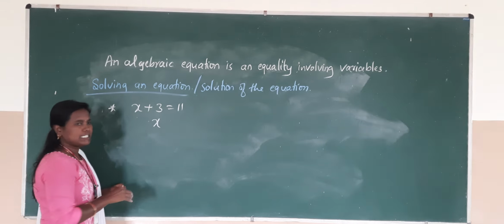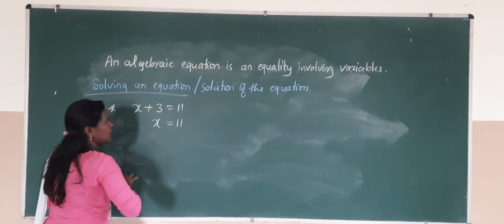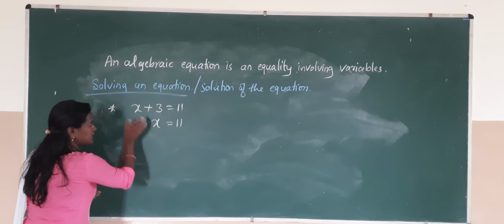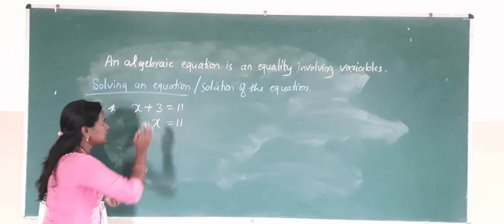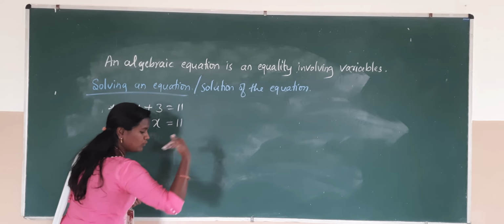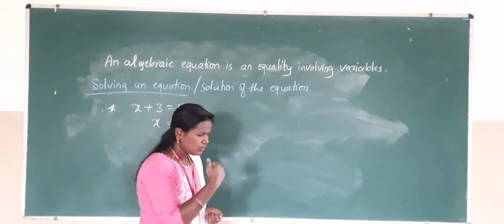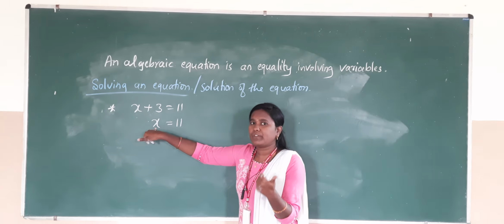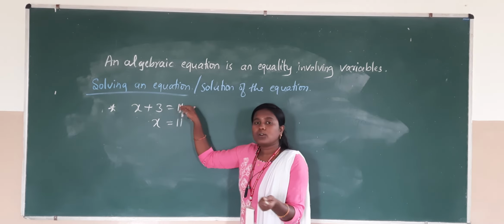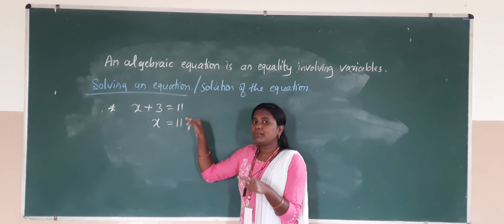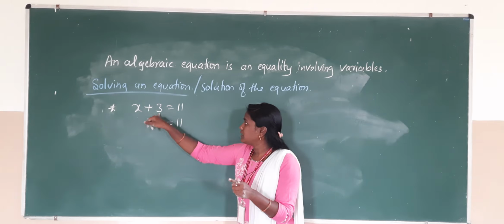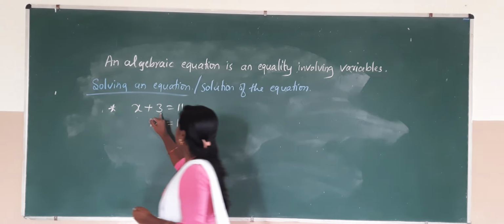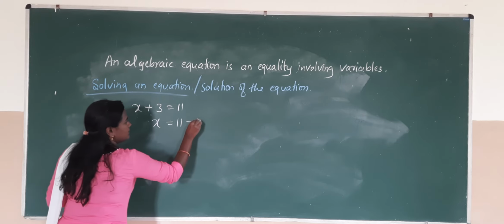Keep x as it is, equal to 11. On the right side 11 is there, on the left side x plus 3 is there. So to find the value of x, keep x in the same place and transpose 3 to the RHS. Why transpose 3? Because we need to find the value of x, the value of the variable. If you transpose 3, what will it become? Plus 3 will become minus 3. We have studied this in 7th standard itself, so no need to repeat it again. Yes, so if you transpose, plus 3 will become minus 3.